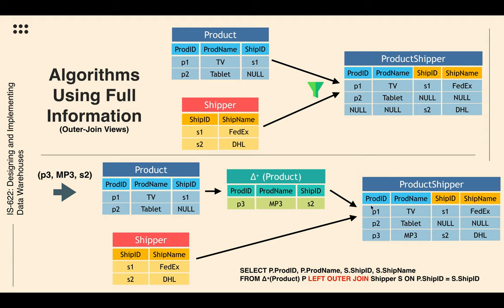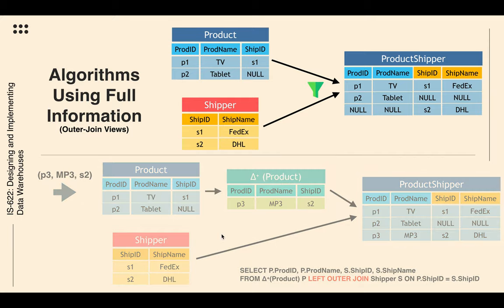So now, this is how I changed my view. Again, you can see I'm using full information. How am I using full information? Because I'm referring back to the shipper. The new query that I rewrote is a join query, which is working on these two tables: the delta table, the projection table, and the original base table.